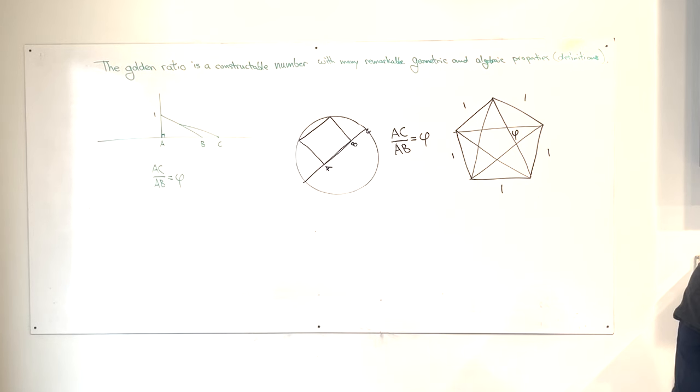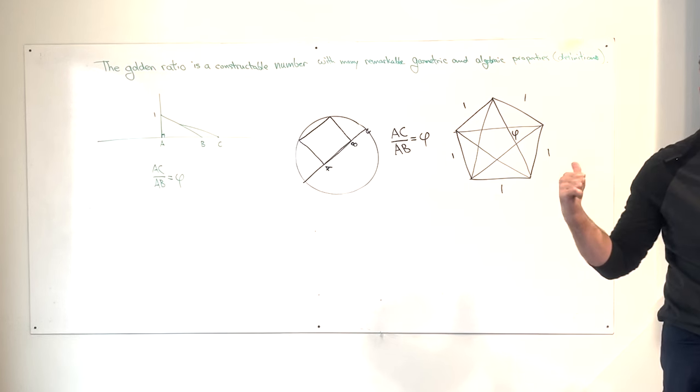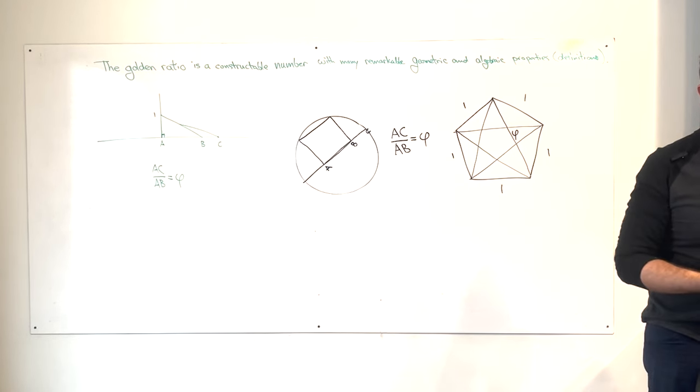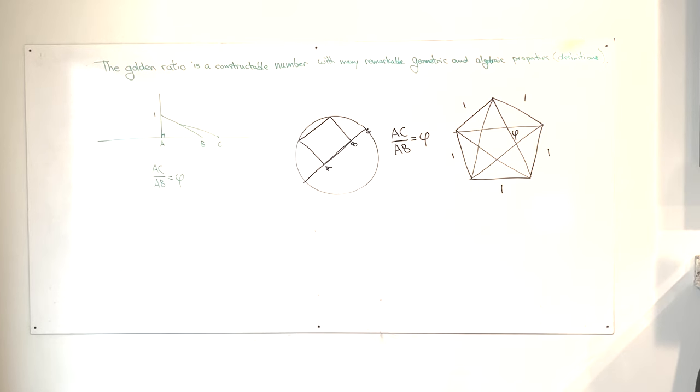But does it come out of a six-sided or a seven-sided figure? Well, it also comes out, that's the pentagon, but it's also in the icosahedron and the dodecahedron. Both of them have the golden ratio in there. In fact, quite a bit.